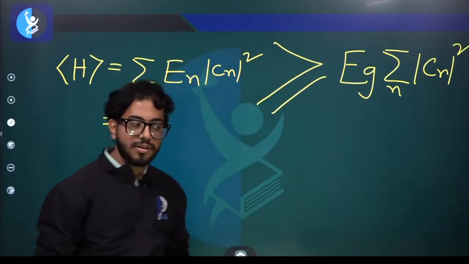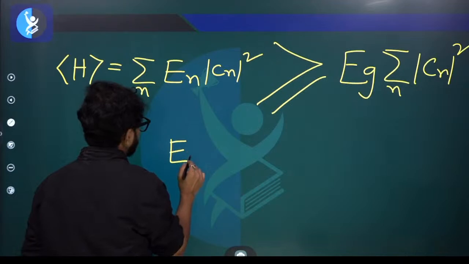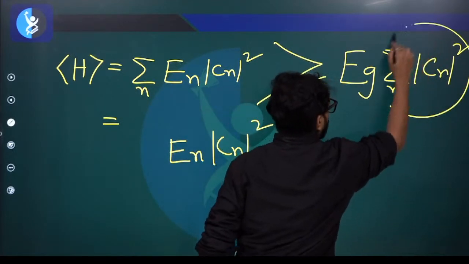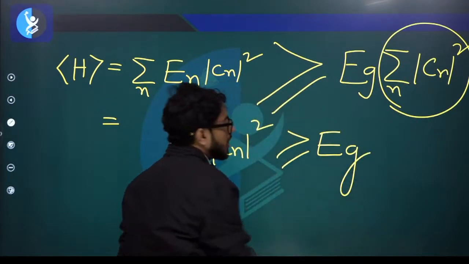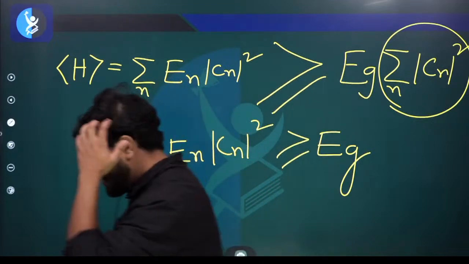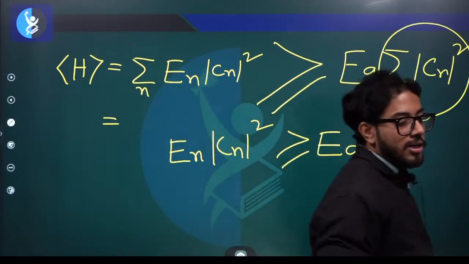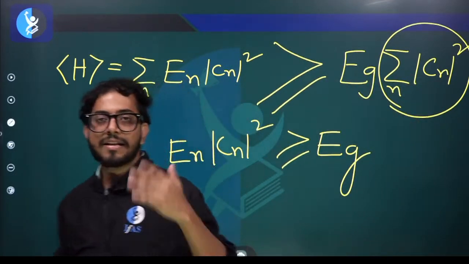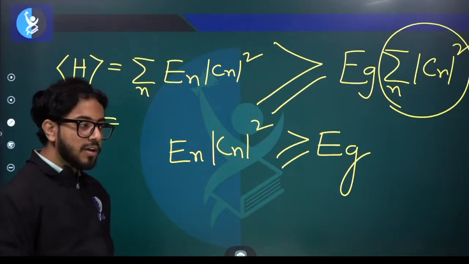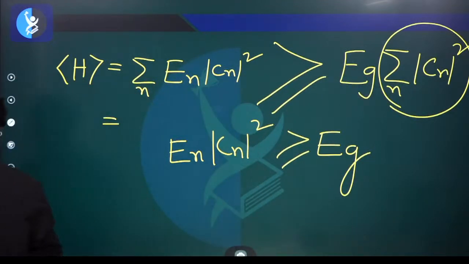So definitely this summation will be greater than the ground state energy. Whatever expectation value the software has calculated, the sum of En mod Cn square will be greater than or equal to Eg, since the sum of mod Cn square is equal to 1. That's why we say that the variational principle always provides you the upper bound. Either it will give you the exact energy, or it will give you the upper bound, which means greater than the exact energy. Okay, so I think more or less I have said the theory of this class.